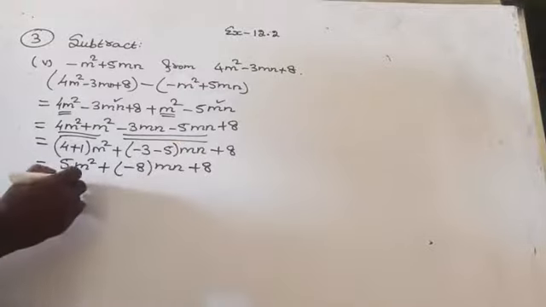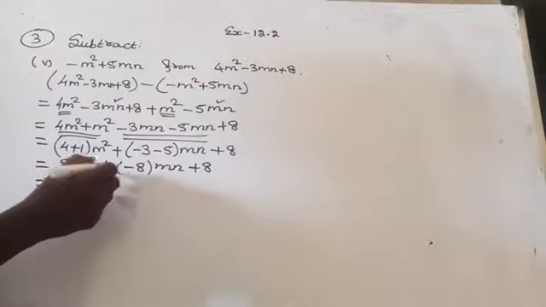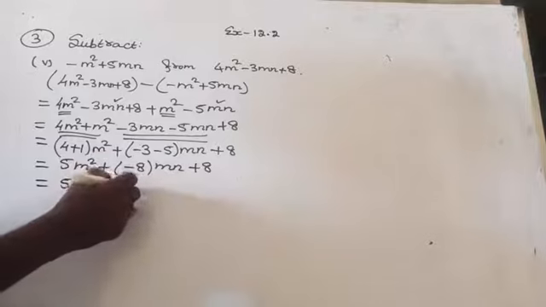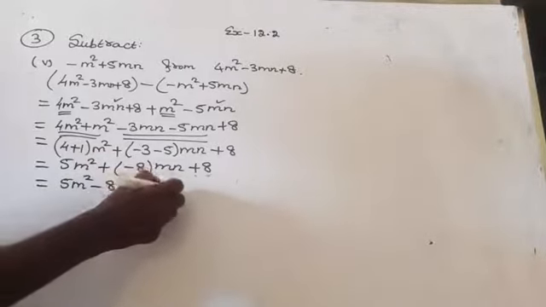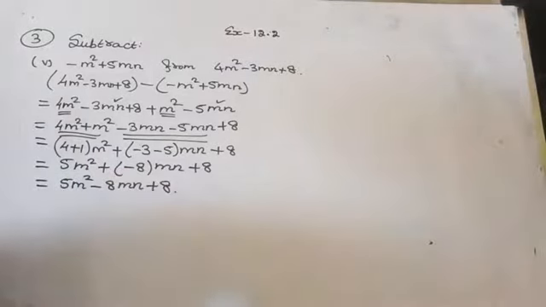That is equal to 5m square plus into minus is minus 8mn plus 8. Are you getting there? Yes. Shall we move to the next part of the question? Yeah.